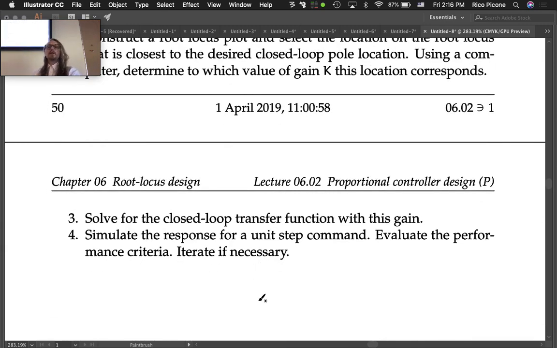3, solve for the closed loop transfer function with this gain. Okay. And then 4, simulate the response for a unit step command. Evaluate the performance criteria and iterate if necessary. So that last step is going to tell us what's the simulated performance of this controller in closed loop.